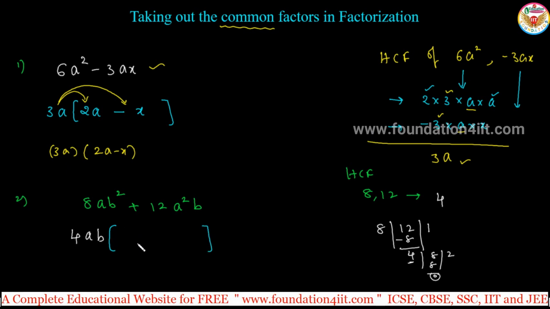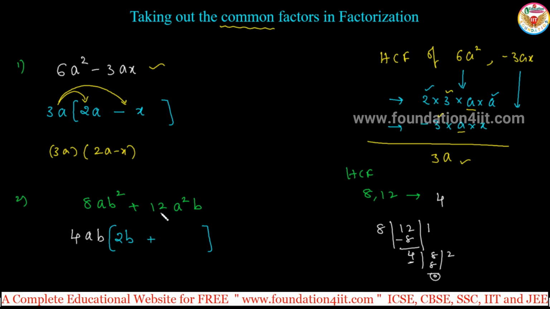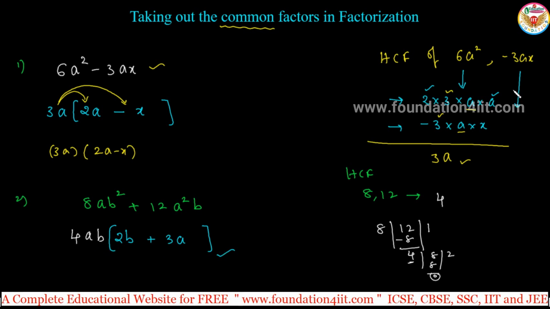4ab into dash is 8ab square you get. Right? 4 times 2 is 8. 1a is the common now. Out of b square, 1b is the common. So one more b is left. If you multiply again, we'll get this term. You can check. 4 times dash is 12. So 3 is the a, b is there already common. Of a square, 1a is out. So one more a. Only 1b is there, already took the common. So 4ab into 2b plus 3a directly. So this is taking out the common.